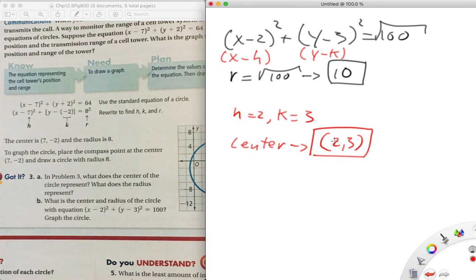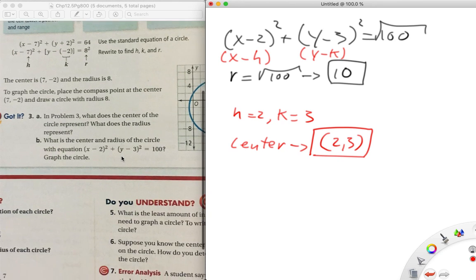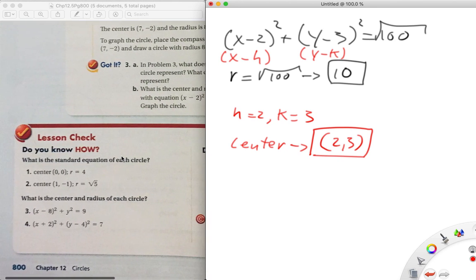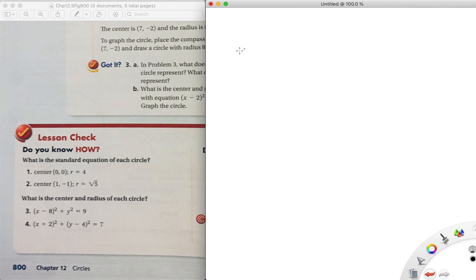All right. Let's actually go through the more questions because I don't think there's enough examples. So it says, what's the standard form of the equation of this circle? So for number 1, we have the center at 0, 0. And we have the radius at 4.